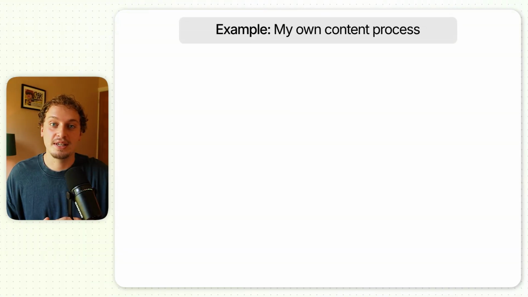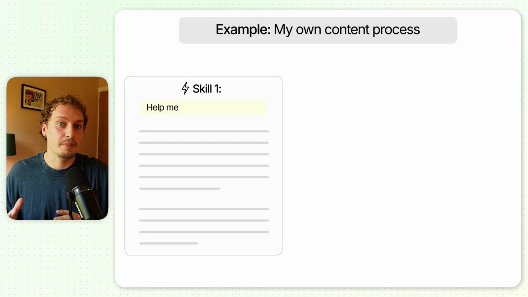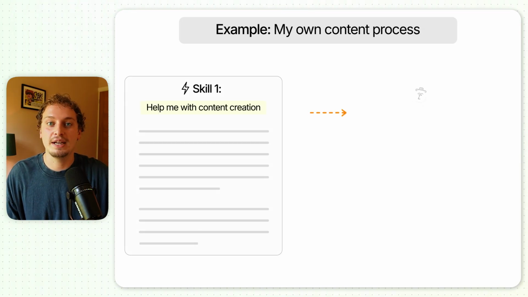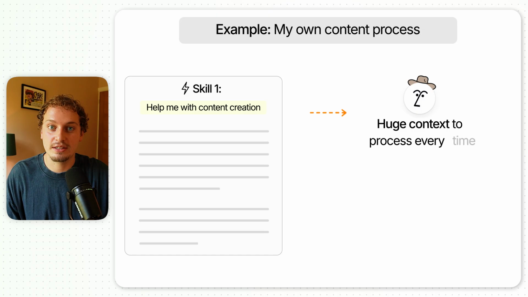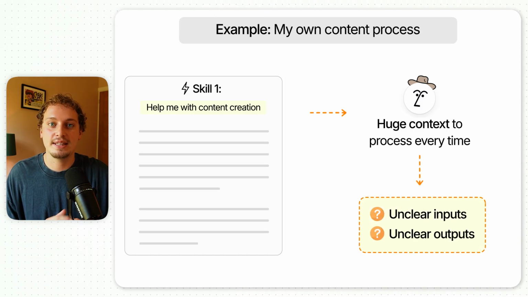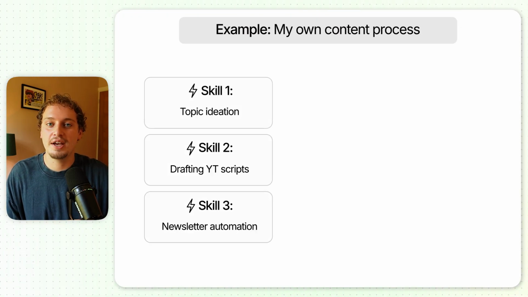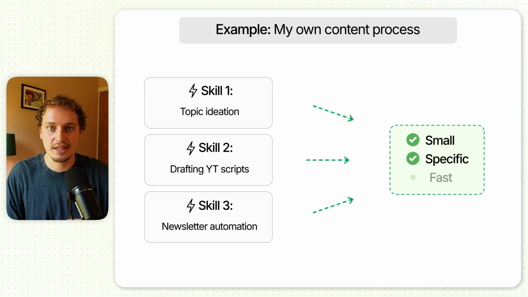My own content process is a good example. I could write one long skill called Help Me with Content Creation, but that would mean a huge amount of context for the AI to read every time and unclear inputs and outputs. Instead, I have one skill for ideation, one for drafting scripts, one for turning a finished video into a newsletter, and each one is small, specific, and fast.